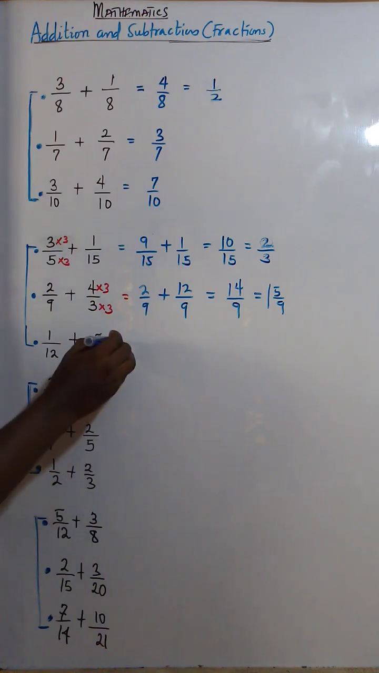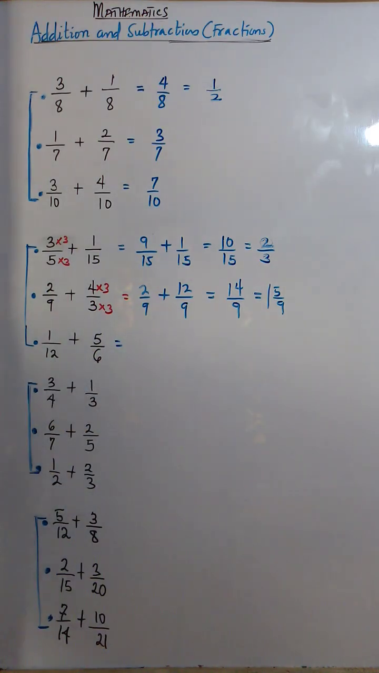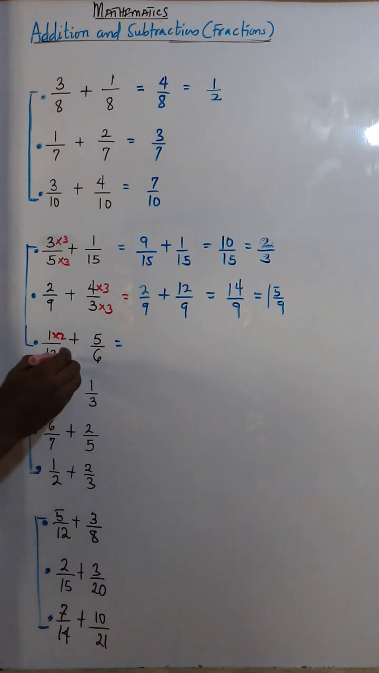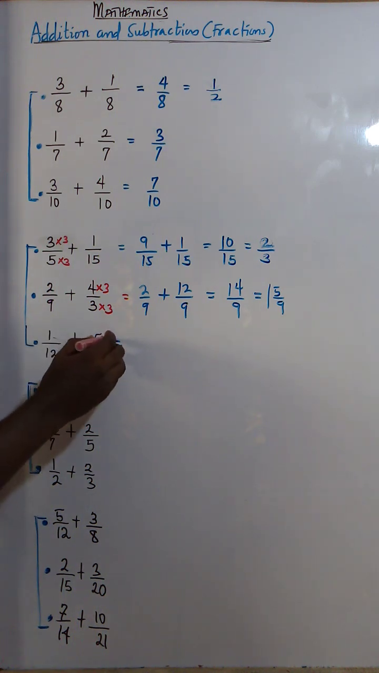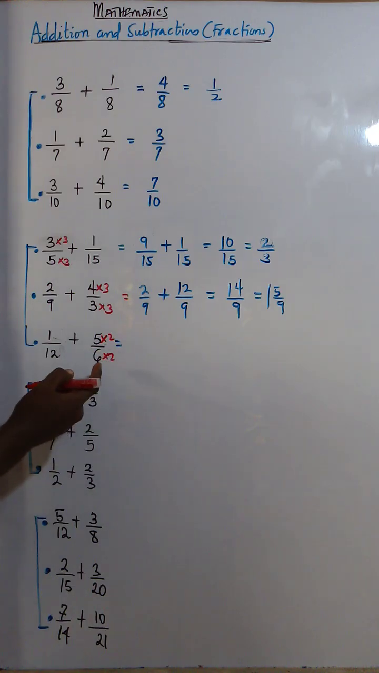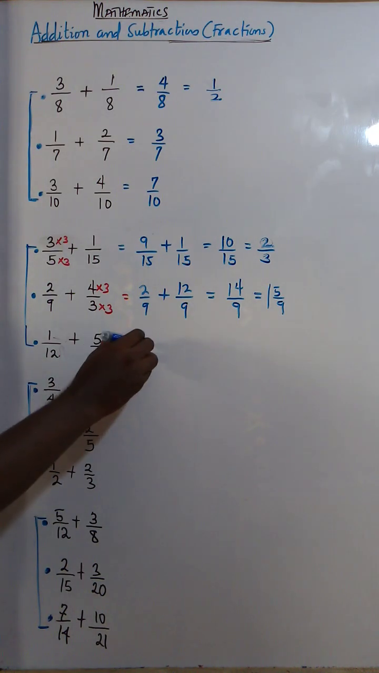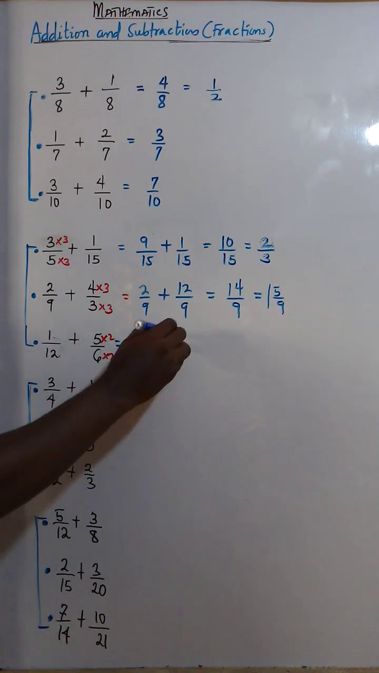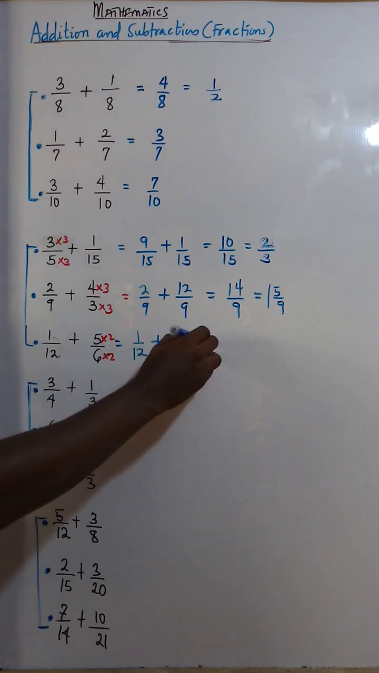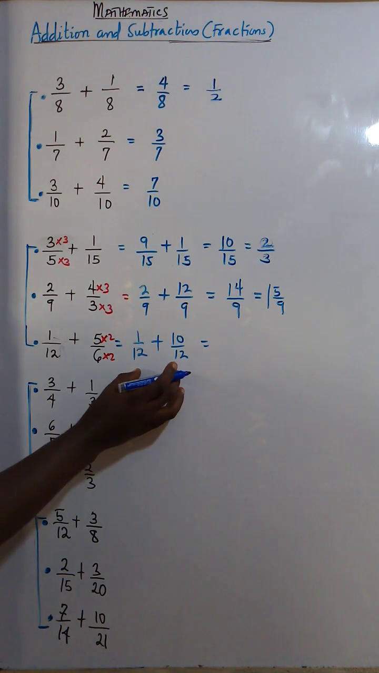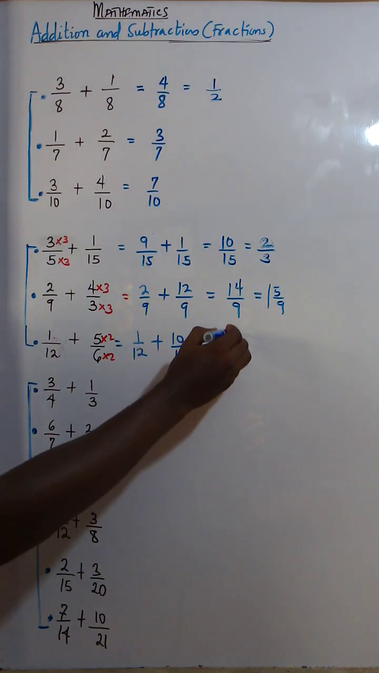For the next one also, divide 12. So 12 in 2 goes 6 times. So multiply 2 by 6 and this side by 6. Our aim is to make this number a bigger number. So from here we're going to add 1 over 2 plus 10 over 12. Same denominator, so just add 1 plus 10. So the answer is 11.